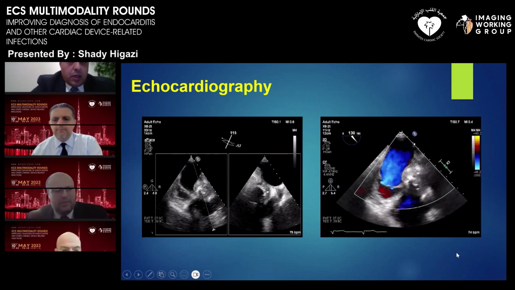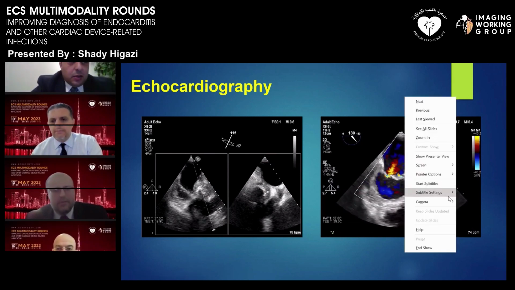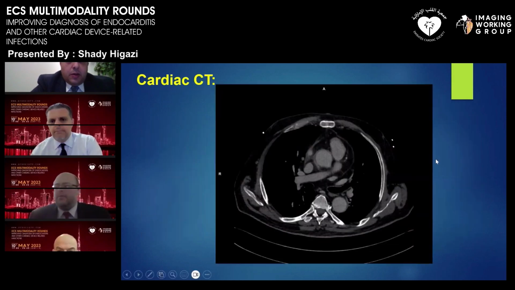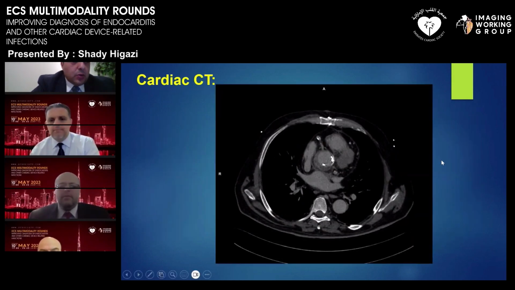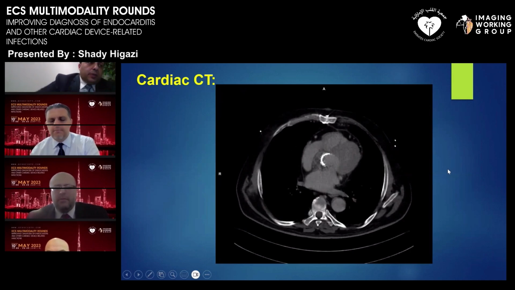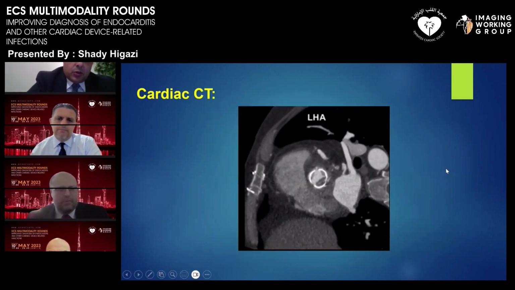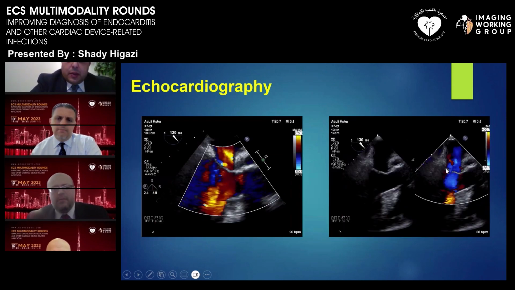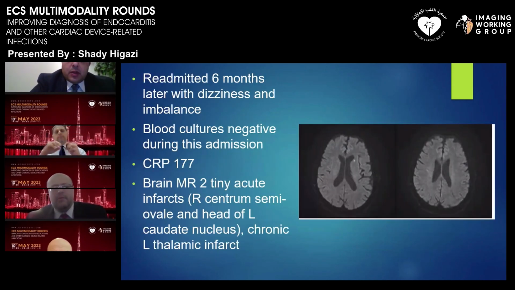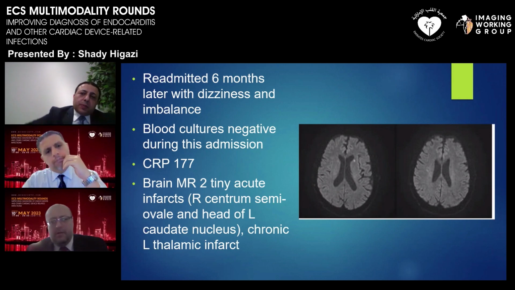Actually, he was lost to follow-up for 6 months, and he came again. Can you show the slide for us? Sure. He showed up again after 6 months with dizziness and imbalance. We did a CT brain, and at this time we did an MRI brain, which showed acute infarction in the caudate nucleus with chronic left thalamic infarction. But at this time the blood culture came back negative, and the CRP was still high.